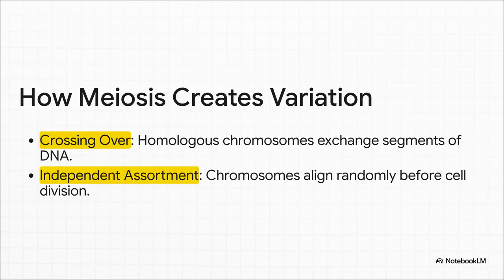So how do those 4 new cells end up being so unique? It comes down to 2 really cool tricks. First, you've got crossing over. This is where paired-up chromosomes literally get tangled and swap pieces of their DNA. It's a genetic trade. Second, there's independent assortment, which just means the chromosomes line up totally randomly before they get pulled apart. Together, these 2 things guarantee that every single sperm or egg cell is a one-of-a-kind genetic combo.